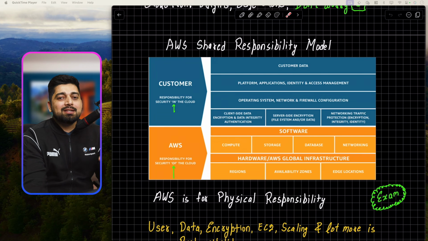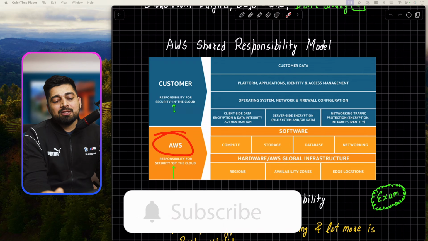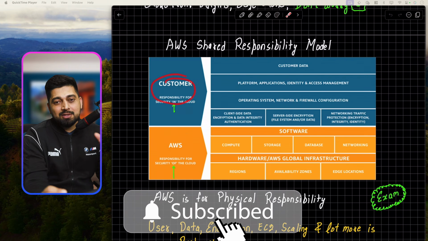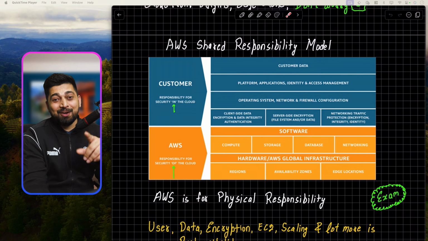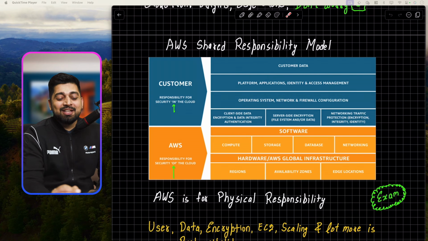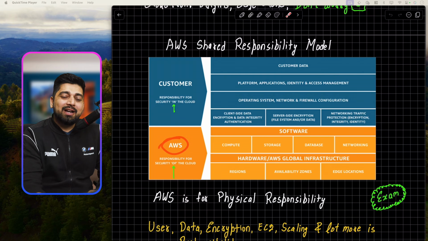AWS wants you to understand who is responsible for what security. So always remember, this yellow part is the AWS responsibility, and this is the customer's responsibility. So just understand what is the AWS responsibility, and after that, anything that comes around is your responsibility. All right. So AWS, since they are providing you the cloud, they are providing you the hardware, they are only responsible for the hardware and the security of the hardware.